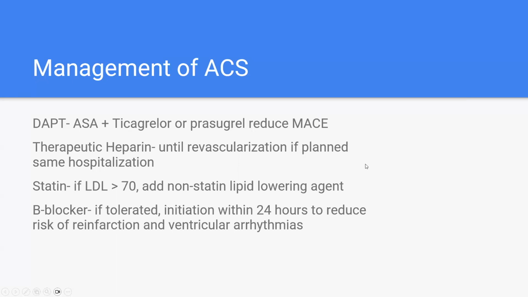Beta blocker, very, very good at helping to reduce the risk of reinfarction or ventricular arrhythmias, of which they are at high risk within 24 hours. So we try and get these people on a beta blocker as soon as possible. And then the RAS inhibitors, less important right away unless we have one of these other problems or something else in the history as a reason for it.